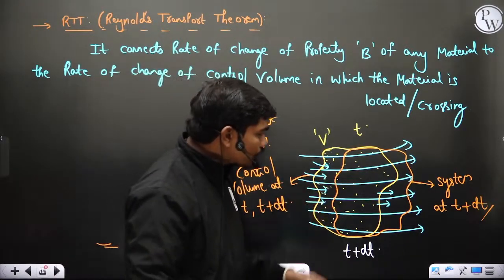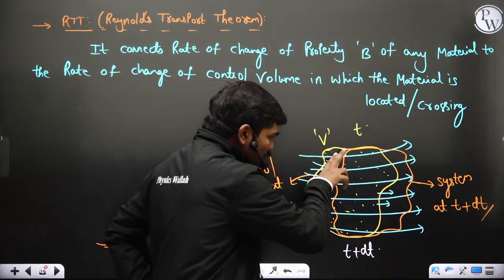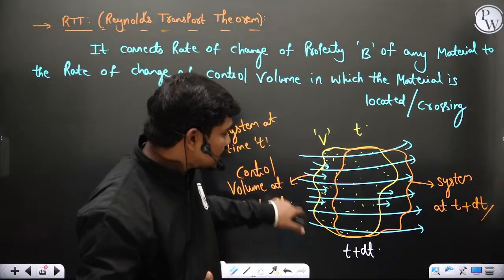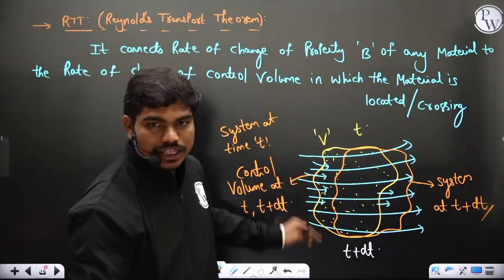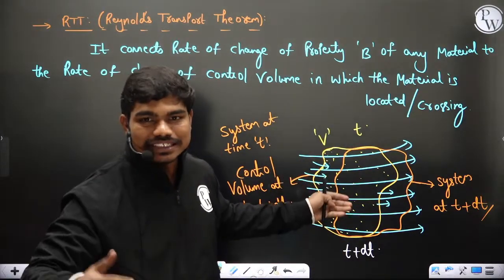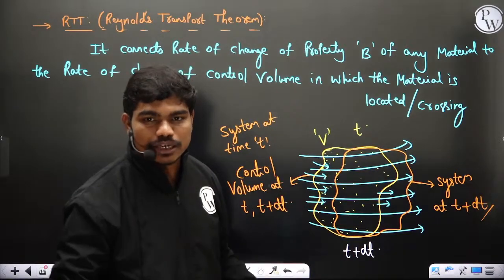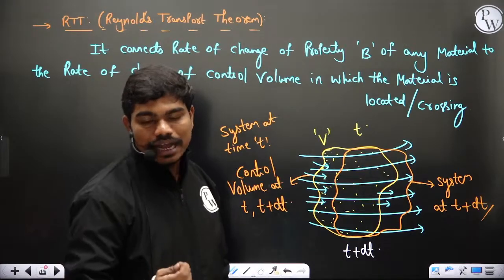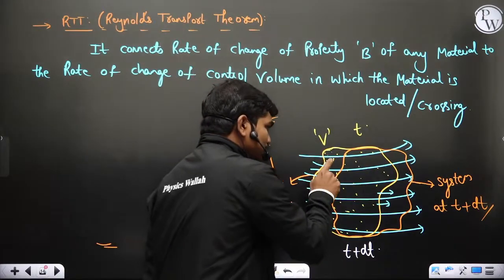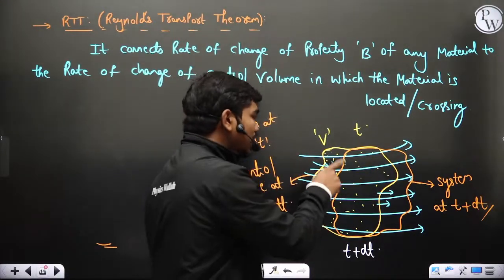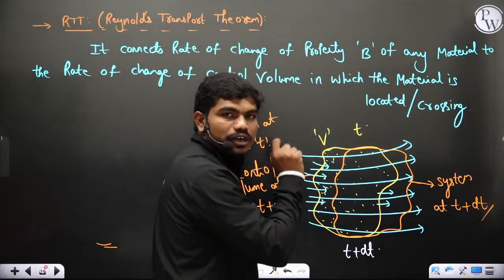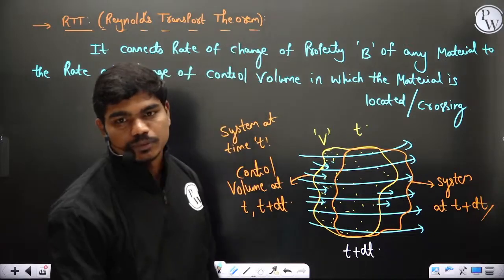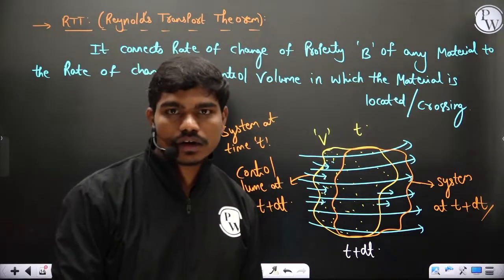In this case of control volume, when these particles are moving out, definitely there could be a change in properties of the control volume, because the new particles which are entering may not have the same energy levels, same kinetic, same potential, compared to these particles which are leaving. So there comes a certain change in the properties of the control volume. That property change in the control volume is connected to the property change of the material using the Reynolds transport theorem. Got it?